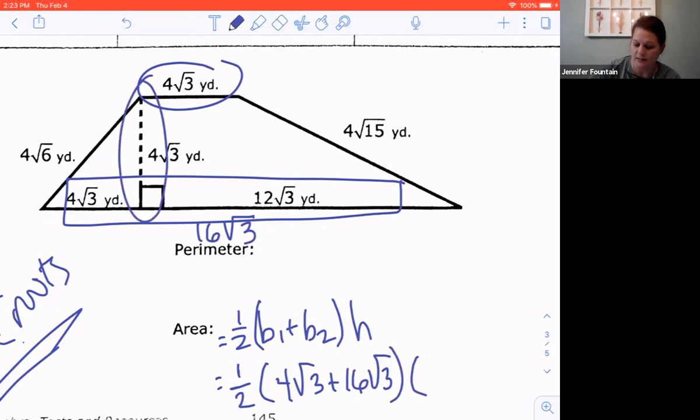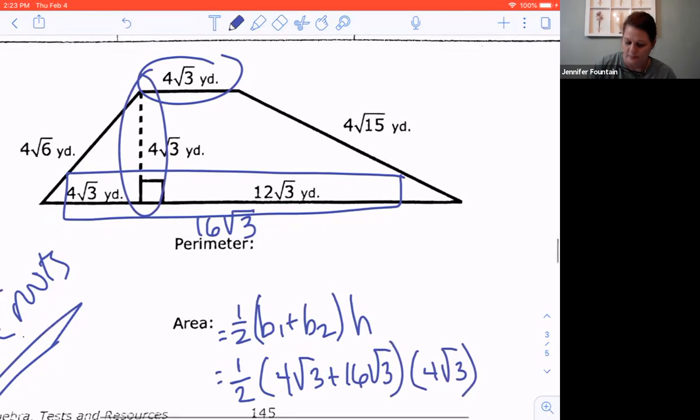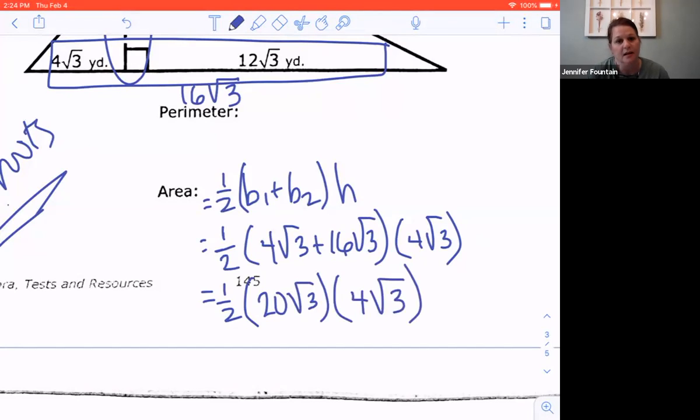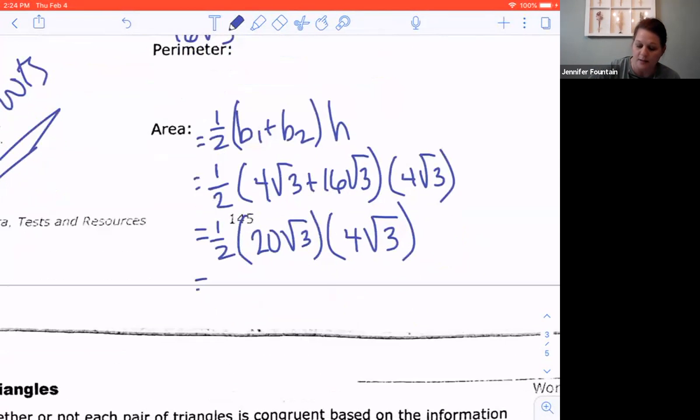And then my height is 4 times the square root of 3. So 1/2 times 4 times the square root of 3 plus 16 times the square root of 3 is going to be 20 times the square root of 3 times 4 times the square root of 3. Now remember, we talked about when I multiply, I can now combine my radicals. So I've got 1/2 times, basically I've got 20 times 4. So that's going to be 80.